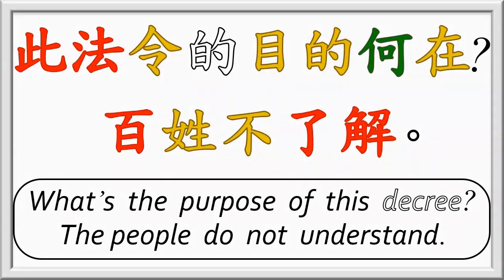The second idiom, 令出如山, describes an order as being as unshakable as a mountain. Together, those two idioms mean one's existence in the military depends on obeying orders without question. 法令 is a decree, law, or injunction. 此法令的目的何在？百姓不了解。What's the purpose of this decree? The people do not understand.